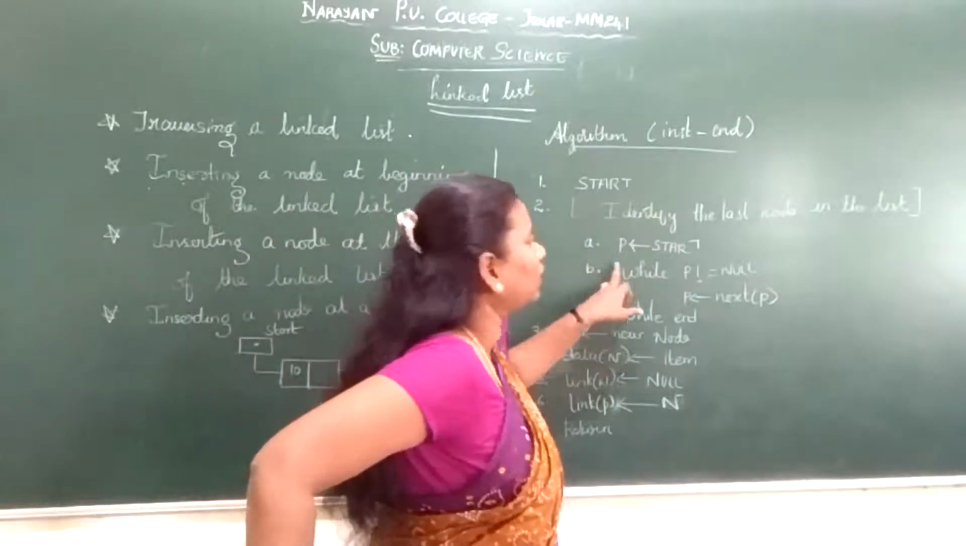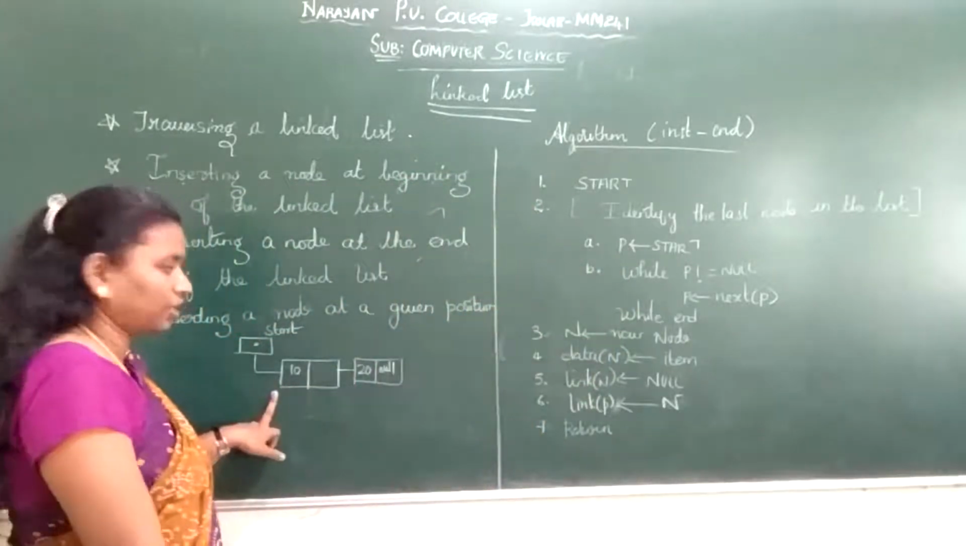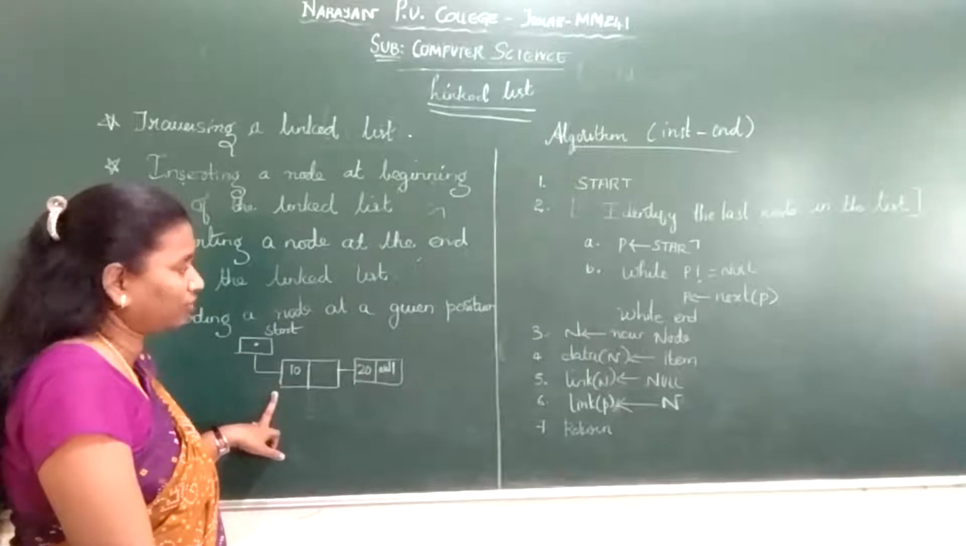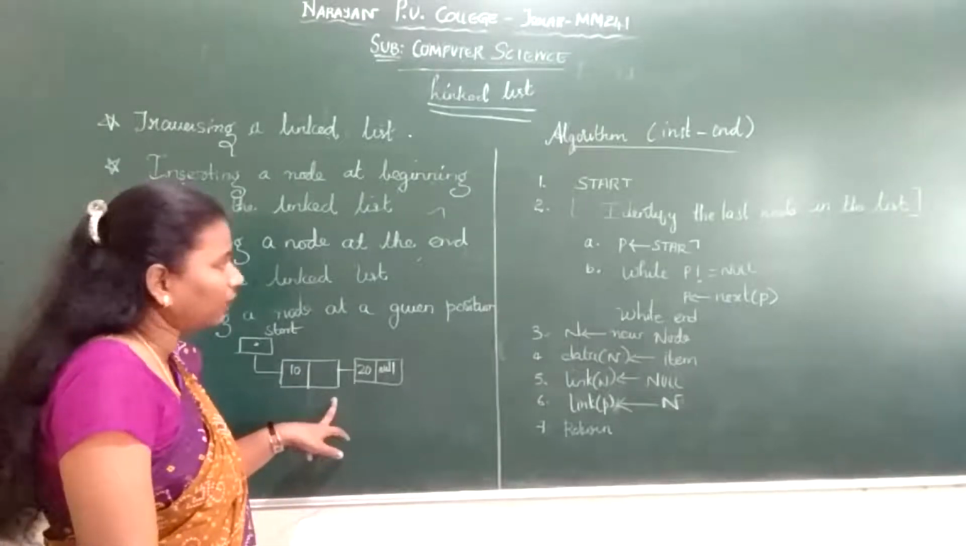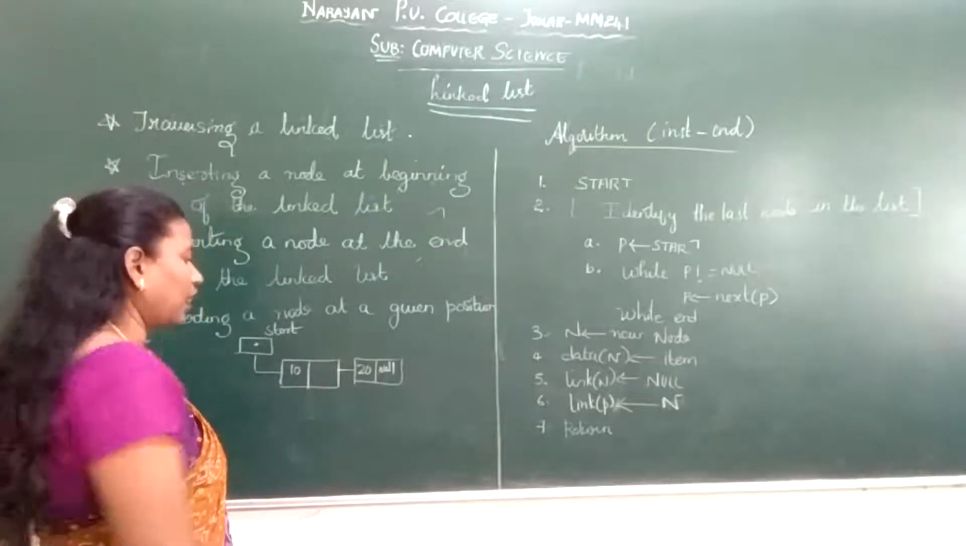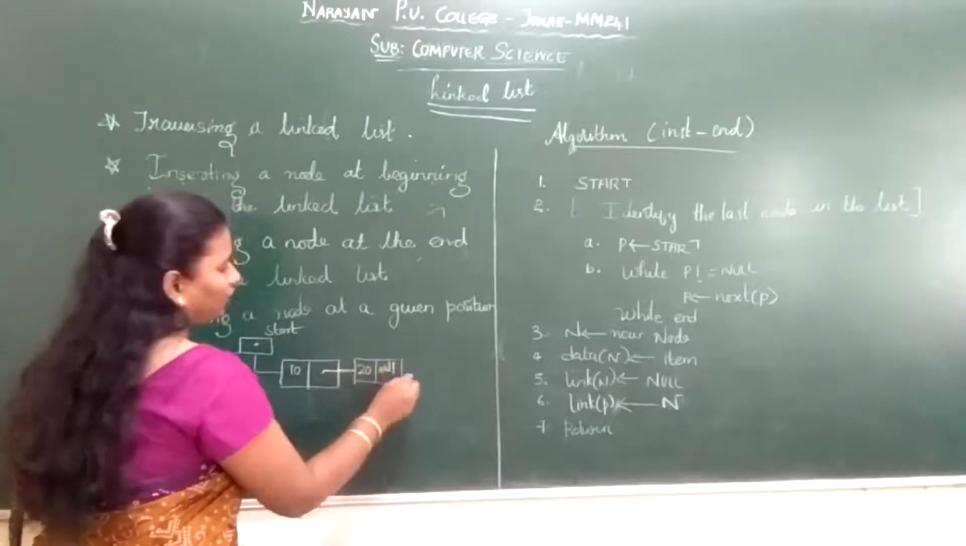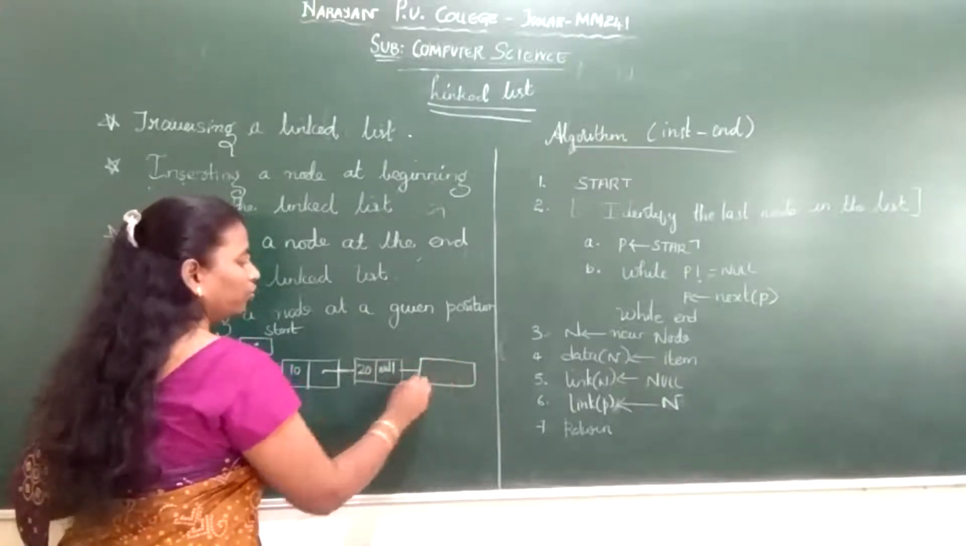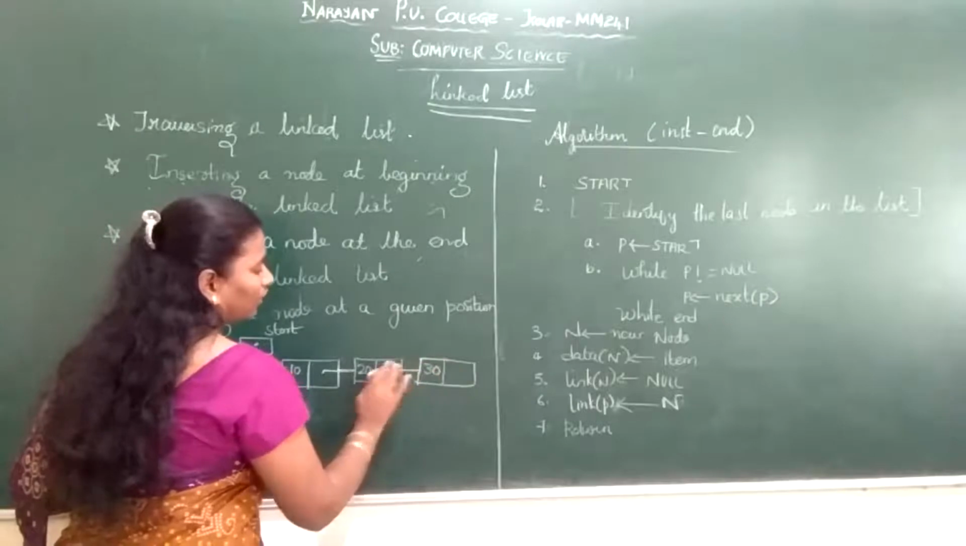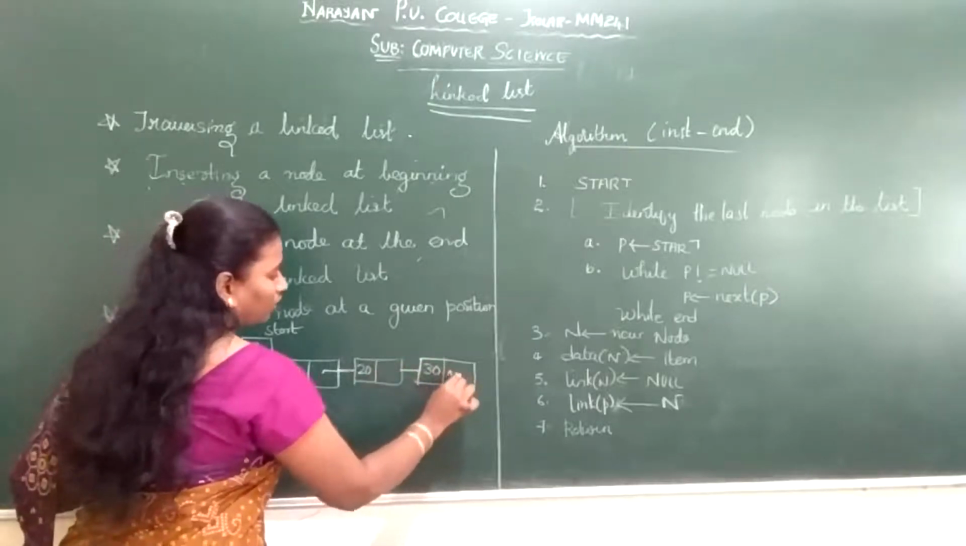P is a pointer. So we'll start initially from here. The P pointer starts initially from here. So we'll keep on checking. When I take the first node, is it null? No, it is not null. It is pointing to something. Imagine I take one more node too. Okay, so I have 30. This is not null. So here the node is null.